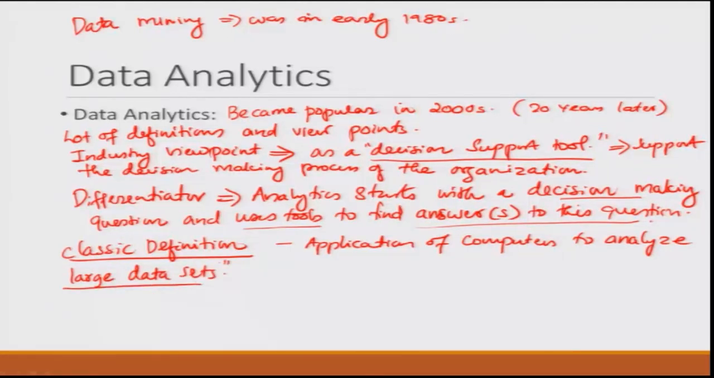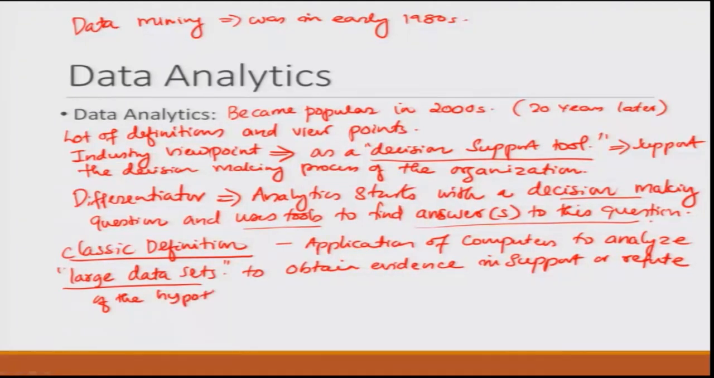This is important. You're looking specifically at large data sets to obtain, instead of the patterns, evidence in support or refute of the hypothesis. So the new term here is evidence in support, or evidence not in support. It is a process of analyzing large data sets where you are looking for evidence to either support or refute, support or oppose the hypothesis. Hypothesis is actually the decision making question.